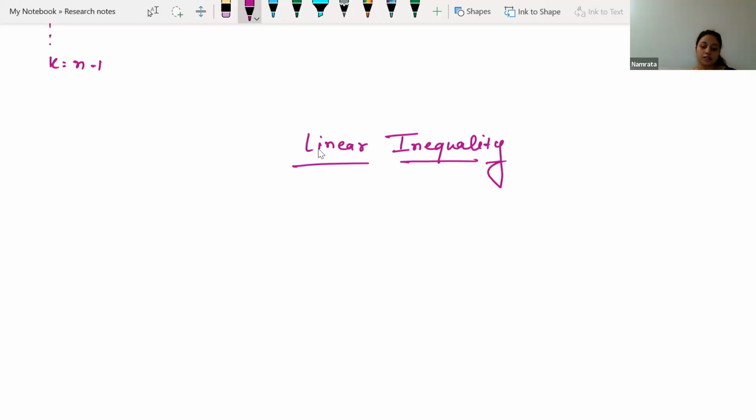So let's understand it with the help of one question, how we will be solving the linear inequality. You are already aware of the concept of how to solve linear equation. If I give you x plus 5 is equal to 8, a very basic equation, then easily you will be able to find the x value from here. But if we have a linear inequality, then how to solve it?